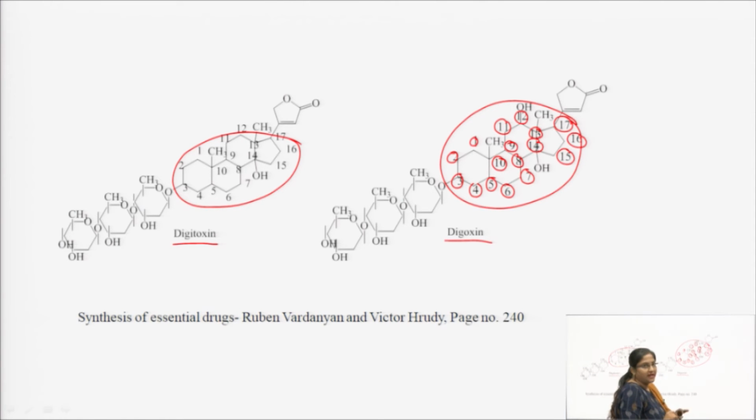Okay. As we have seen, this is the general numbering on the steroidal ring system, which shows that the 3 beta and 14 beta OH groups are very much responsible for the activity.